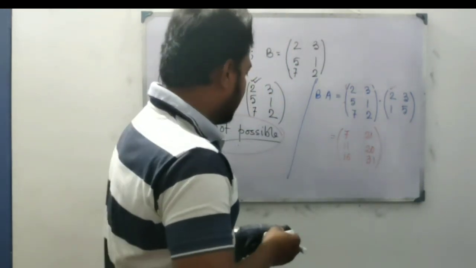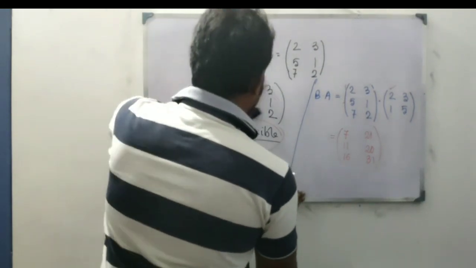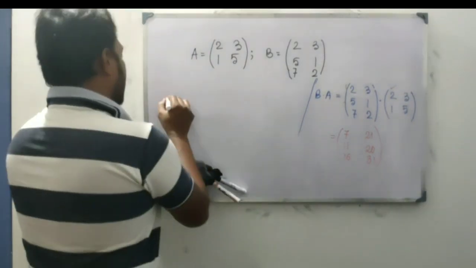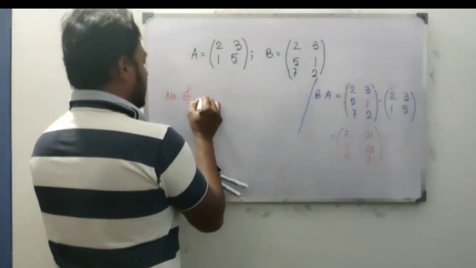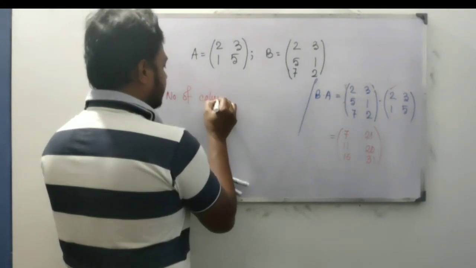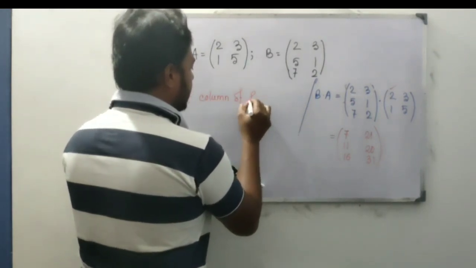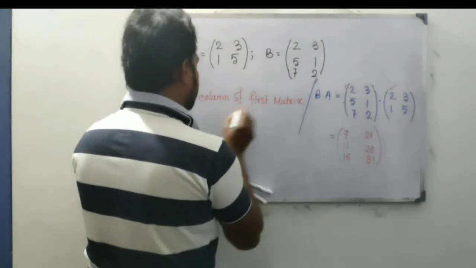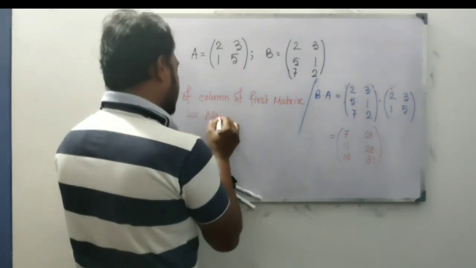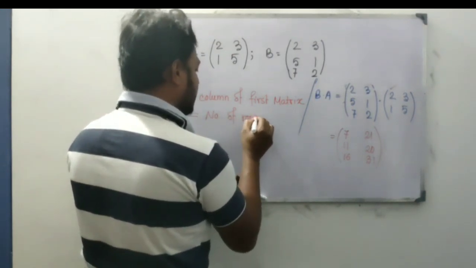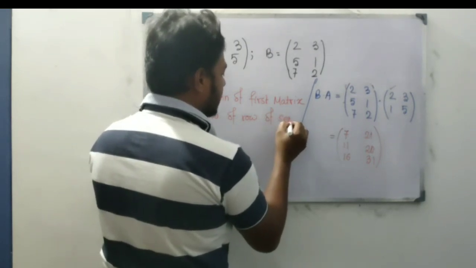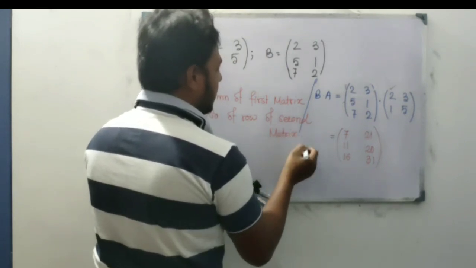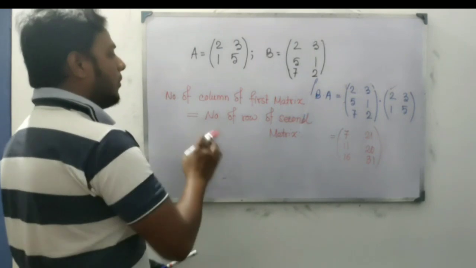So we can conclude from here that matrix multiplication is possible if the number of columns of the first matrix is equal to the number of rows of the second matrix. This is the condition. Okay, so it is very tough to memorize it.